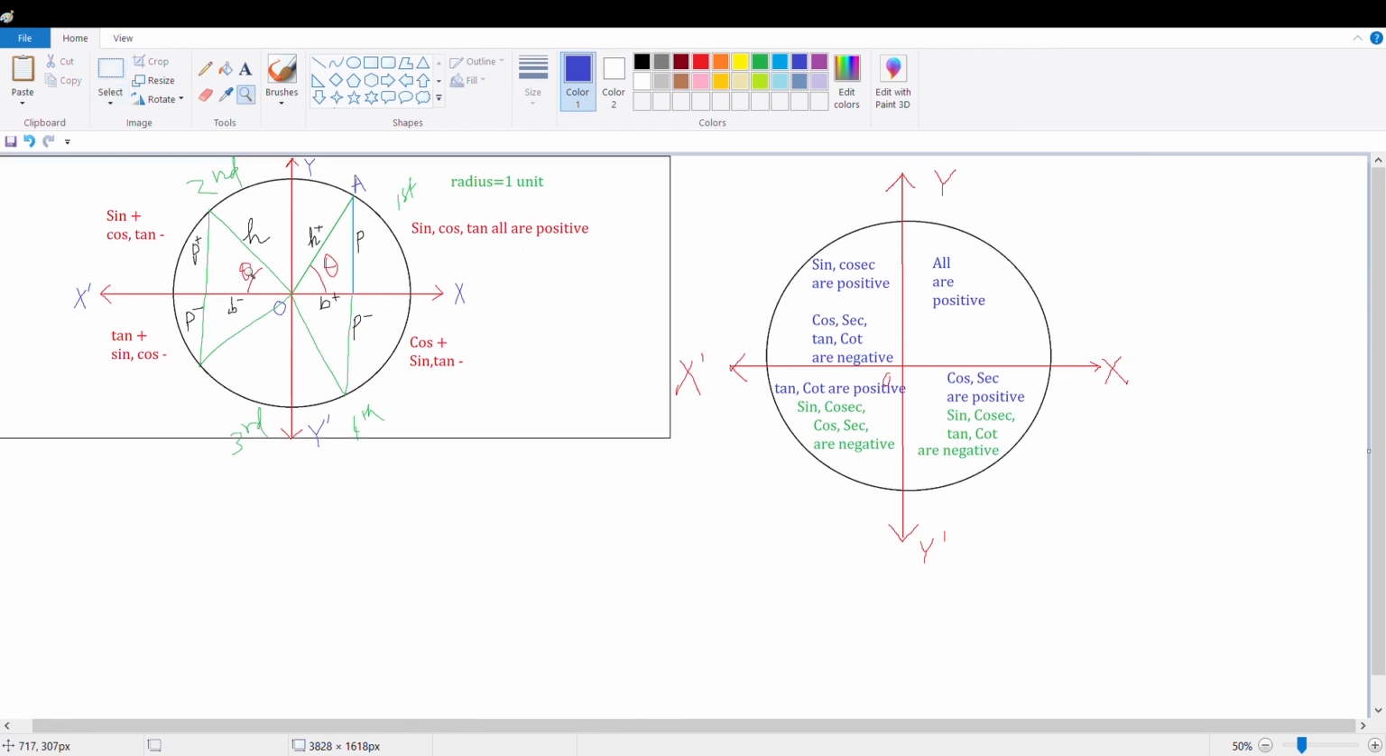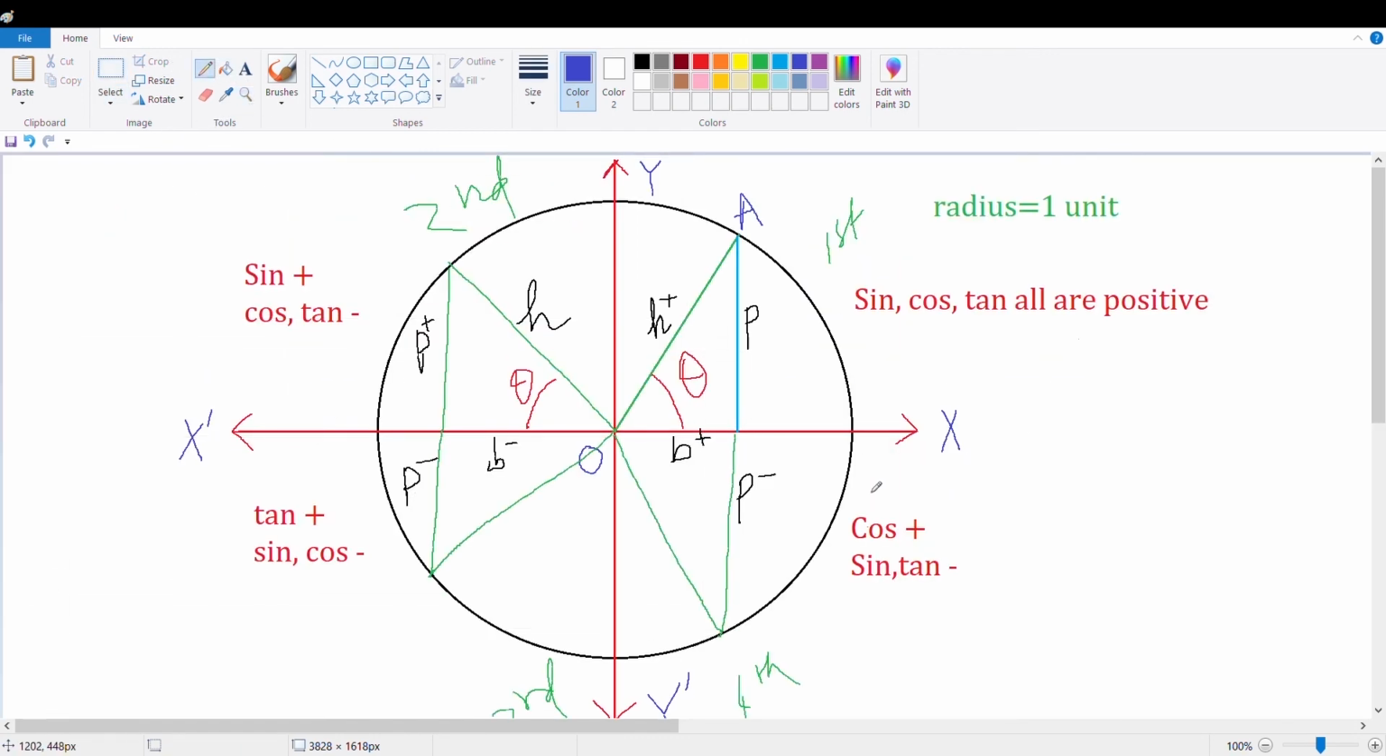You can see in this diagram this perpendicular is along the y-axis, right, and the base is along the x-axis. So in the first quadrant, the base is along the positive x-axis, so it is positive. Similarly, the perpendicular is along the y-axis, so it is positive. Similarly, on the fourth quadrant, the perpendicular is along the negative y-axis and the base is along the positive x-axis. So the perpendicular is negative and the base is positive.